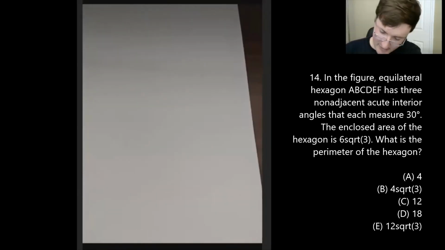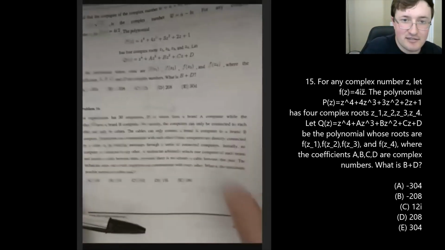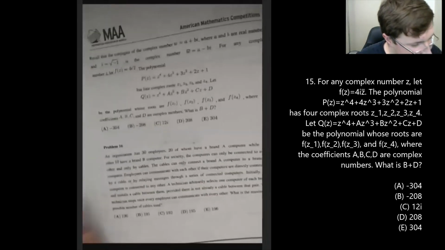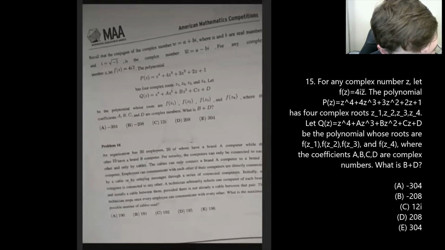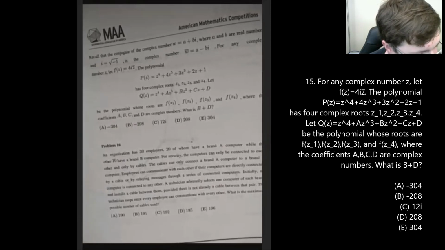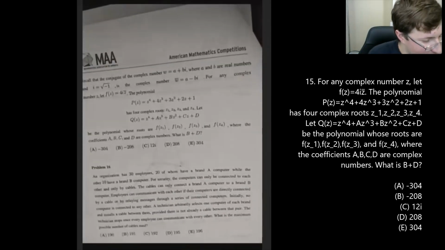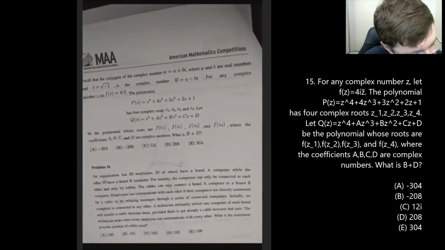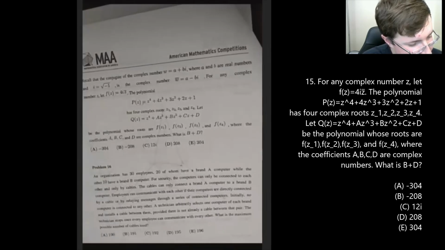Oh boy, 15 is a long statement. Okay, so I've got a polynomial. Oh, 16 is also long. Okay, so I've got a polynomial and its conjugate. Okay, f of z is 4i times the conjugate of z. And I want to find the polynomial whose roots are 4i times the conjugates of these. Okay.